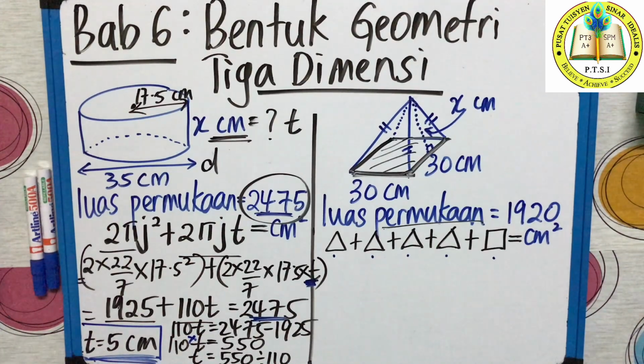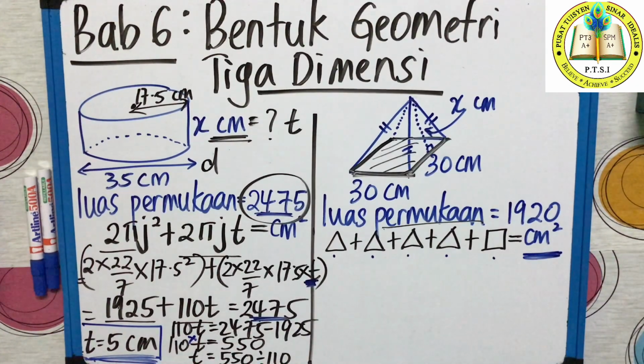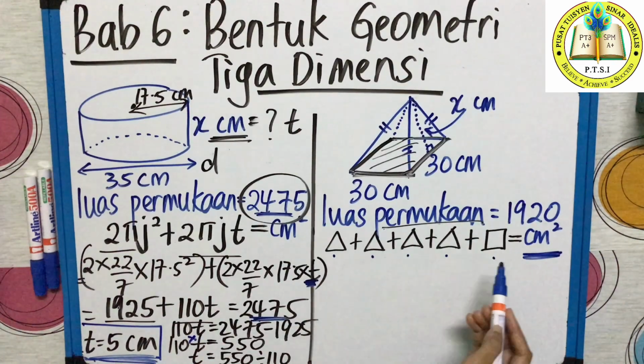Luas permukaan. Jawapan sudah diberi 1920. So this is luas permukaan. You must do surface area for each surface. Setiap permukaan kamu mesti buat. So there's no specific formula for this. Tak ada formula. That's why teacher draw 4 triangle and 1 square.